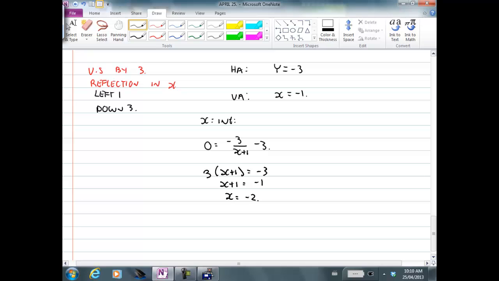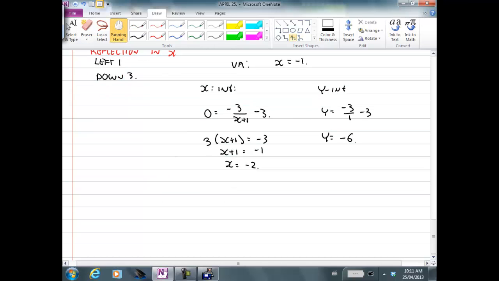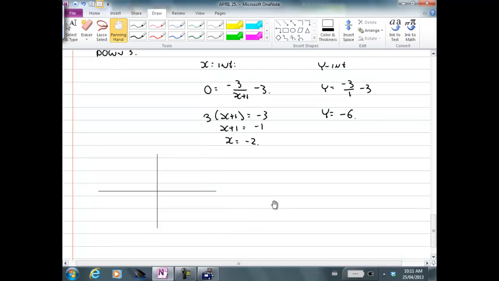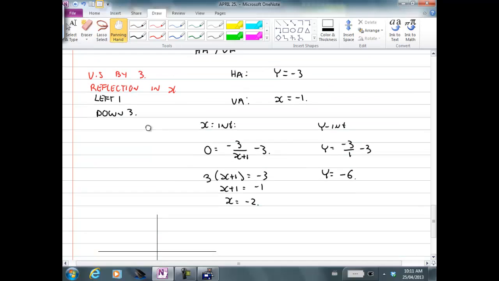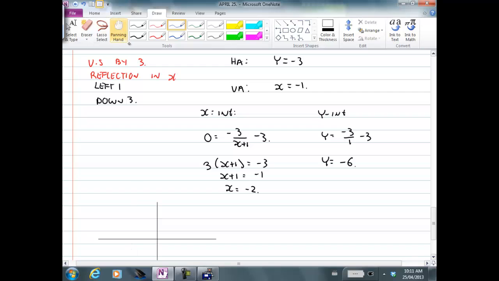And we're going to do the same concept for the y-intercept. This time I let x be 0. Okay. And Danish, what is your y-intercept? Y equals negative 6. You have every piece of information there is. Put it on a grid and graph it for me. And this is probably the most accurate way of doing it without using a TI-83. Okay, so start with my HAs and VAs: negative 3 and negative 1. So here's negative 3.